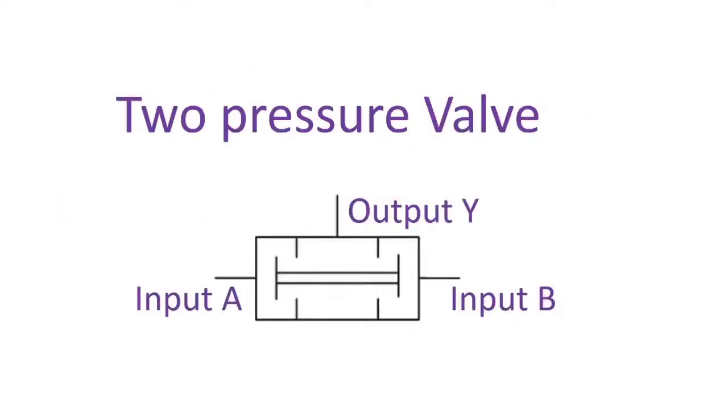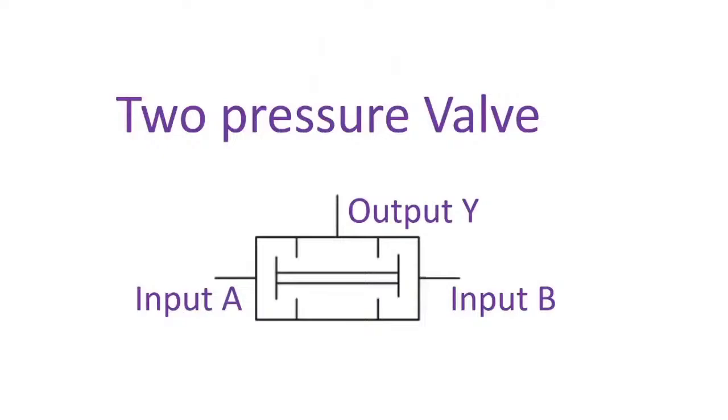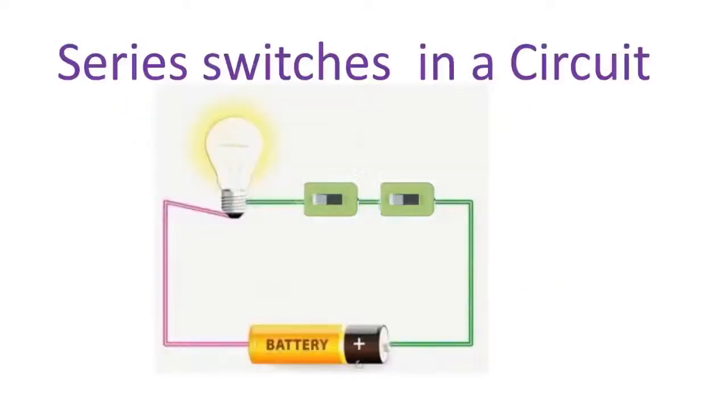The two-pressure valve works on the same principle as a series circuit and an AND gate. The output of the two-pressure valve is true or high if the two pressure inputs A and B are true, otherwise it's false. In the equivalent series circuit, the bulb will only glow if the two switches are on. If one of the switches is off, the light will not glow.